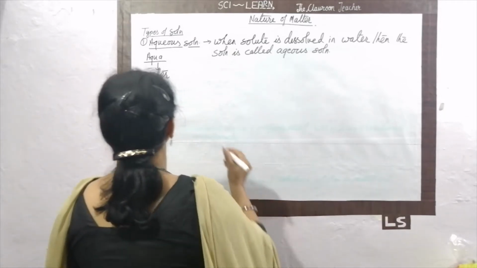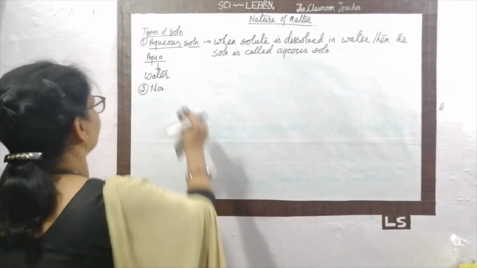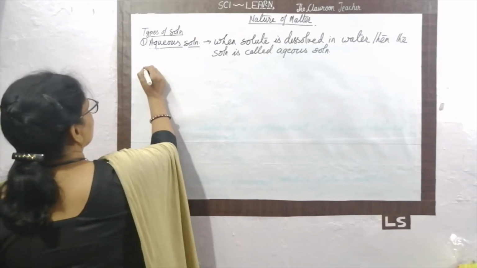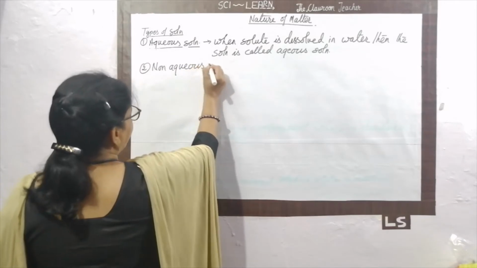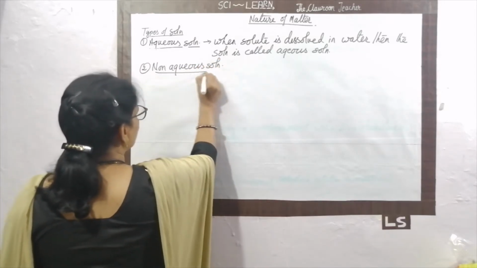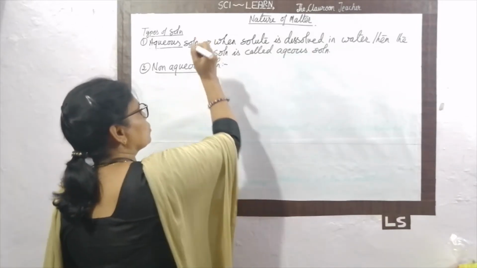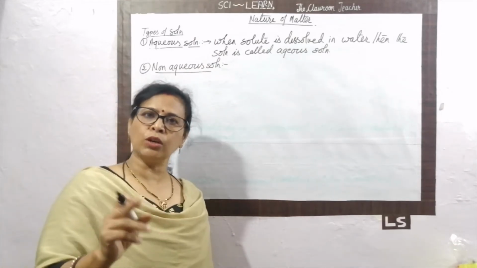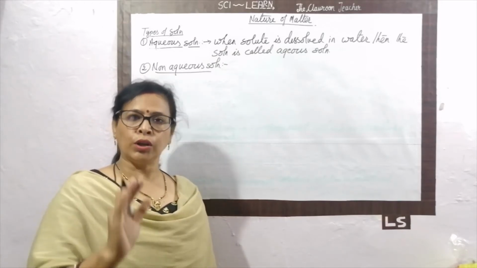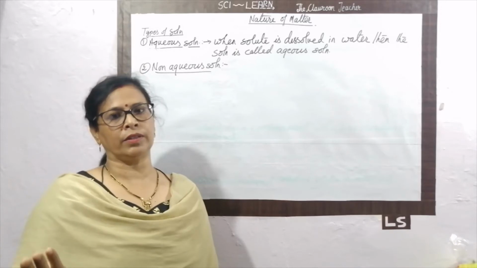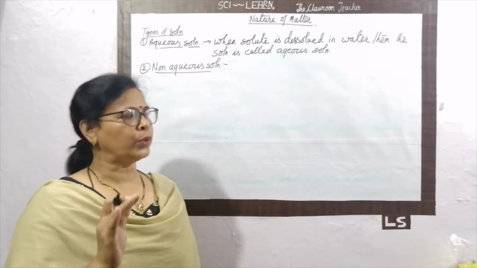And the second type of solution is called non-aqueous solution. Clear? The meaning is very clear. Aqueous solution is the solution in which solute is dissolved in water. So what is non-aqueous solution? It means the solution in which solute is dissolved in any solvent other than water. Then they are called non-aqueous solutions.